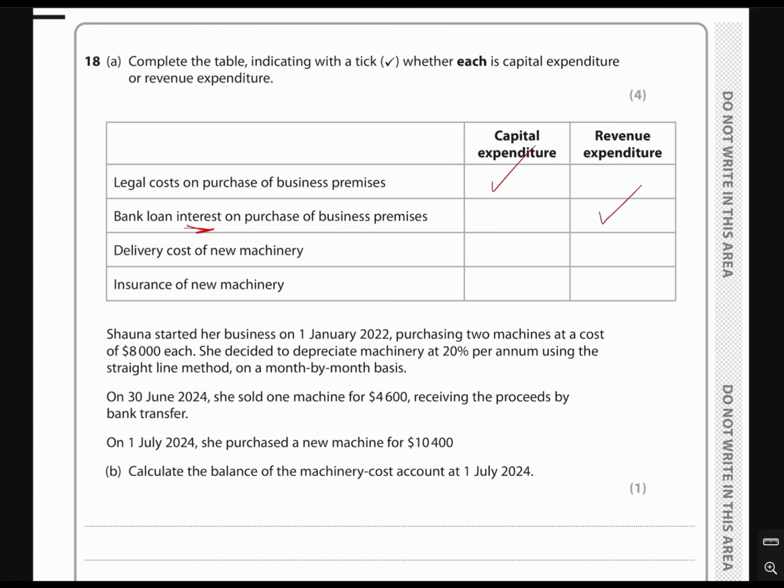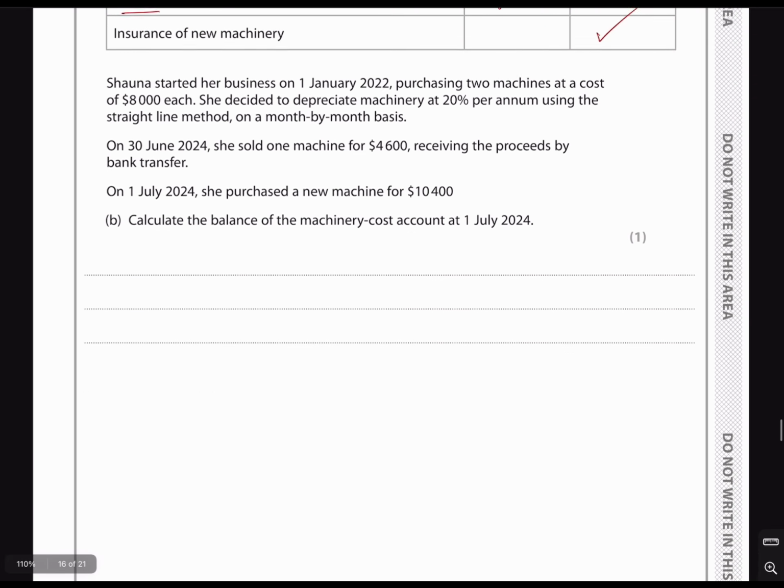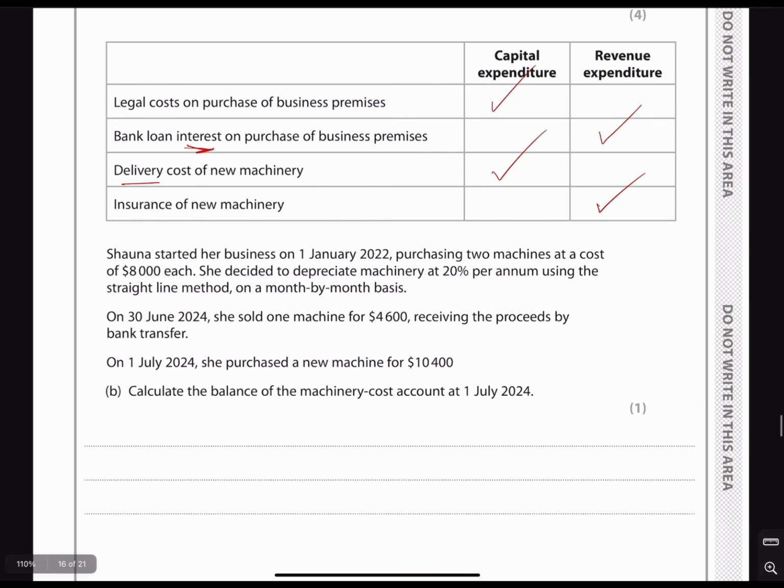Now next we have delivery cost of new machinery. Delivery cost, a cost that we incur while buying the asset. So on debit side. Then insurance of a new machinery, it's recurring expenditure as well, so it would be on revenue expenditure. Now finally we are on the last part of our paper 1.